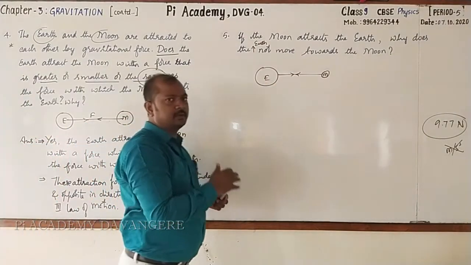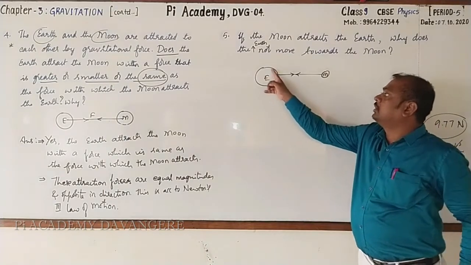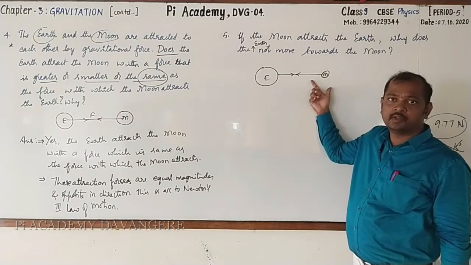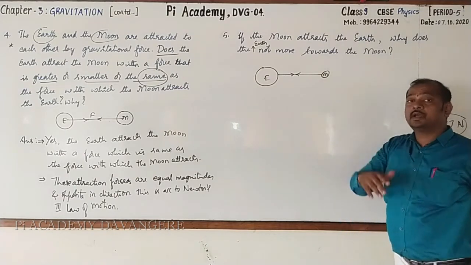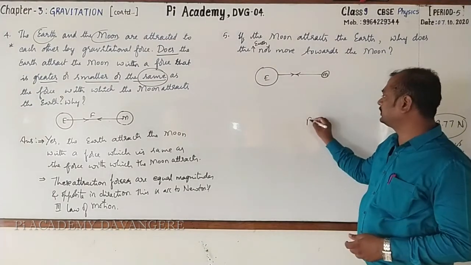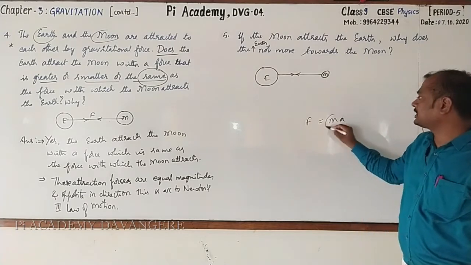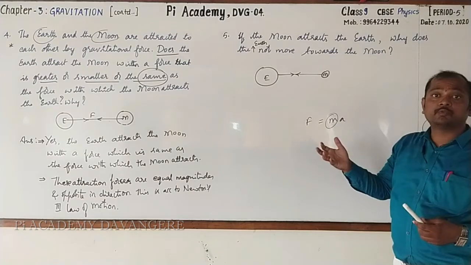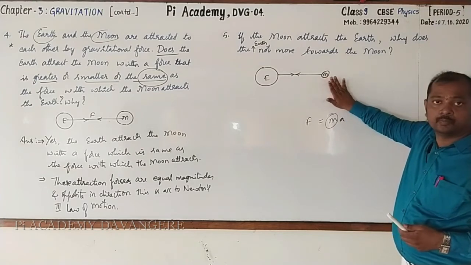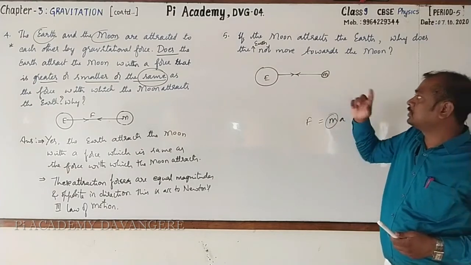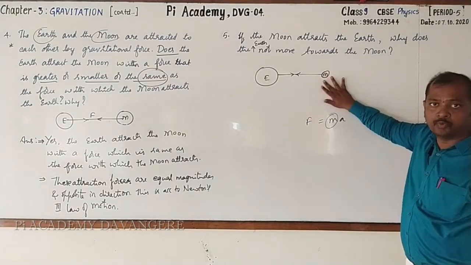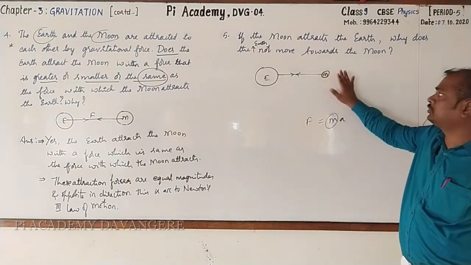Dear students, very simple. Look here, Earth has greater mass than that of the Moon, and as the mass increases, what will be the acceleration? Acceleration decreases. We know that F is equal to m into a. As the mass increases, more force is required, but that much force will not be there from the Moon. Got it? So the Earth accelerates less than the acceleration produced in the Moon. Hence, the Earth will not move towards the Moon.